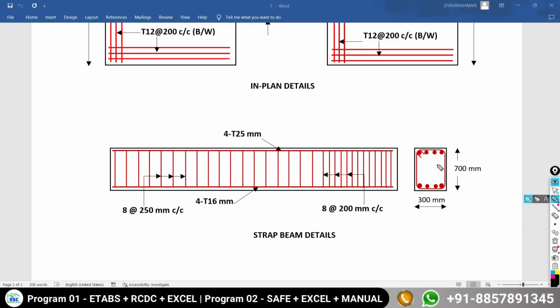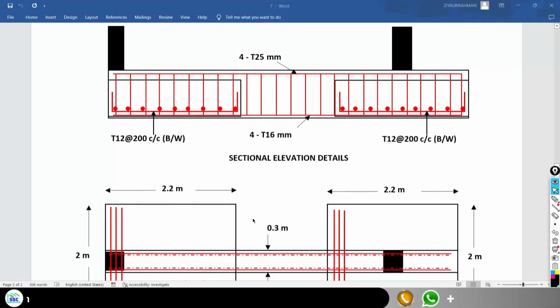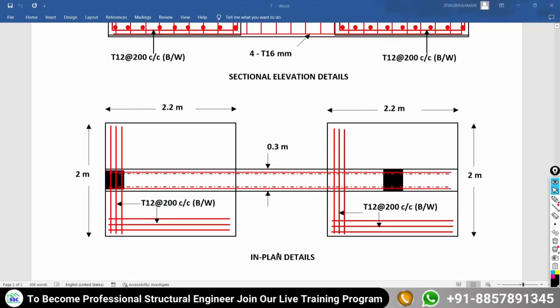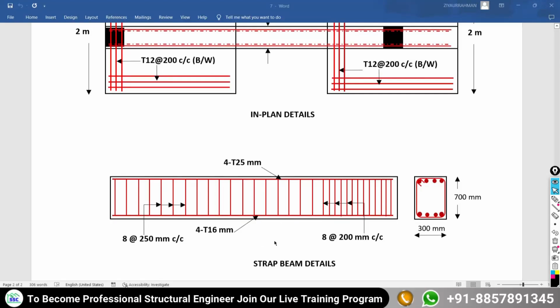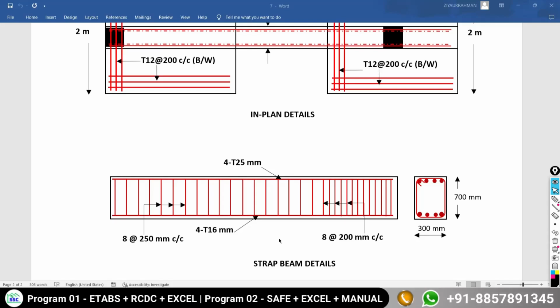And this is the sectional elevation especially for the beam, with a width of 300 mm, an overall depth of 700 mm, and the reinforcement at the top as 4 bars of 25 mm dia and at the bottom 4 bars of 16 mm dia. So in this way overall you have to prepare the detail in sectional elevation, the detail in plan, and the detail especially for the strap beam. This is the complete design for your combined foundation with the strap beam, and this foundation we are going to call a strap foundation. Hope that you all understood this complete problem. If you have any doubt or problem, you can write in the comment box.